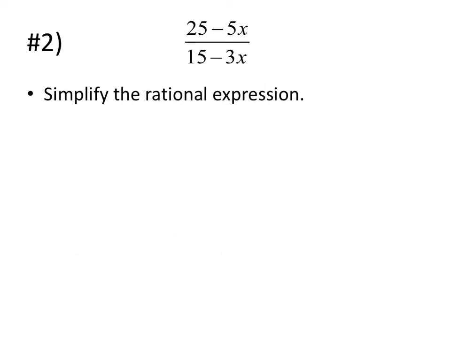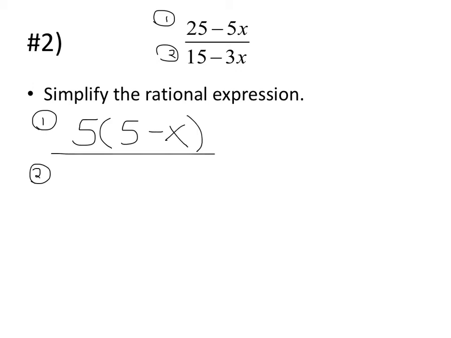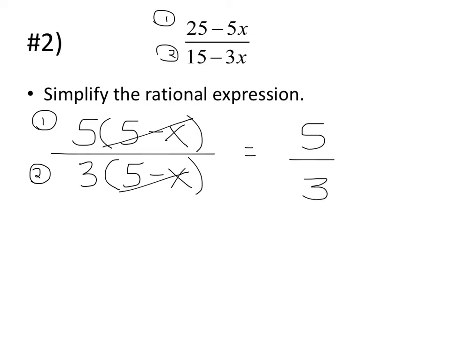Alright, so in order to simplify the rational expression, you have to factor the numerator and factor the denominator. And then you see if anything can cancel. So in my numerator, I can factor out a 5, leaving me behind 5 minus x. In my denominator, I can factor out a 3, leaving me 5 minus x. Your 5 minus x's cancel, leaving you 5/3. And that is your simplified answer.